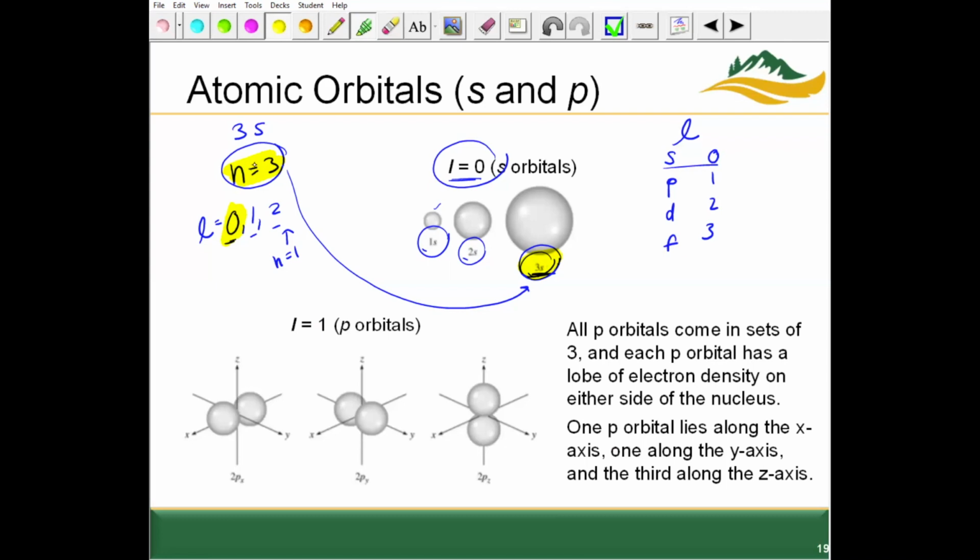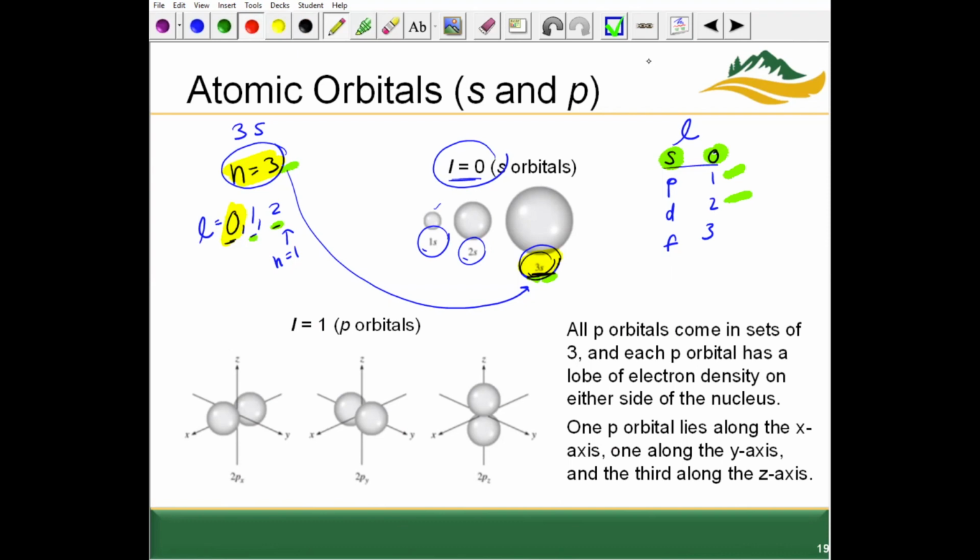When n equals 3, we could also have L equal to 1 or 2. So if n equals 3 and L was equal to 1, we would have a p orbital. If n equals 3 and L were equal to 2, that would be a d orbital. Here, n is equal to 3, L is connected with s, so that is an s-shaped orbital.